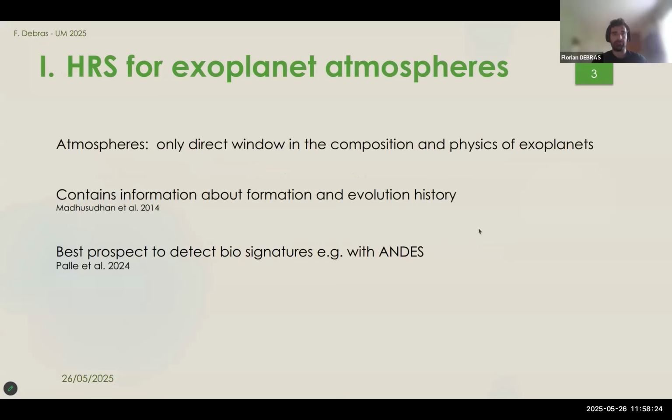So, why do we observe atmospheres? First, it's our only direct window into the composition and physics of exoplanets. It's the only light that we get from the exoplanet, or from the star through the exoplanet, and as such it contains information about how the planet formed and evolved, and we just have to identify and understand it. In the future, it's also going to be the best prospect to detect biosignatures, but that will very likely not be done at CFHT. It will be done on much bigger telescopes like the ELT.